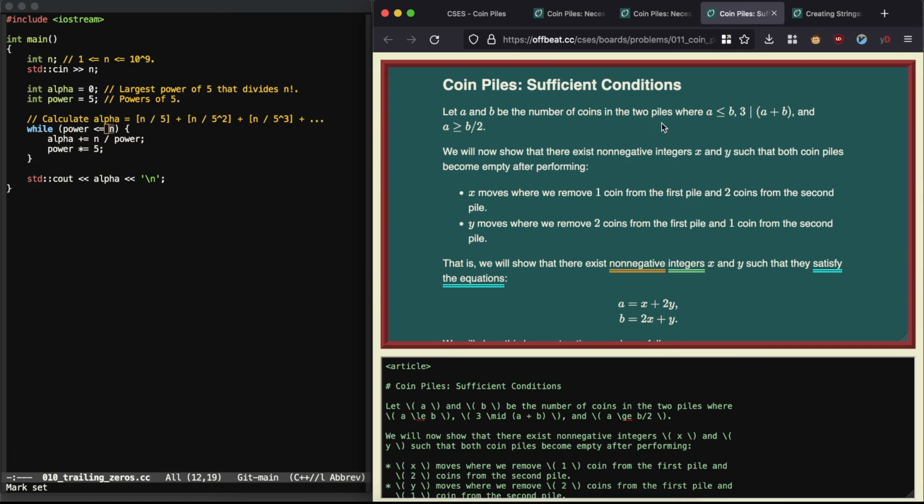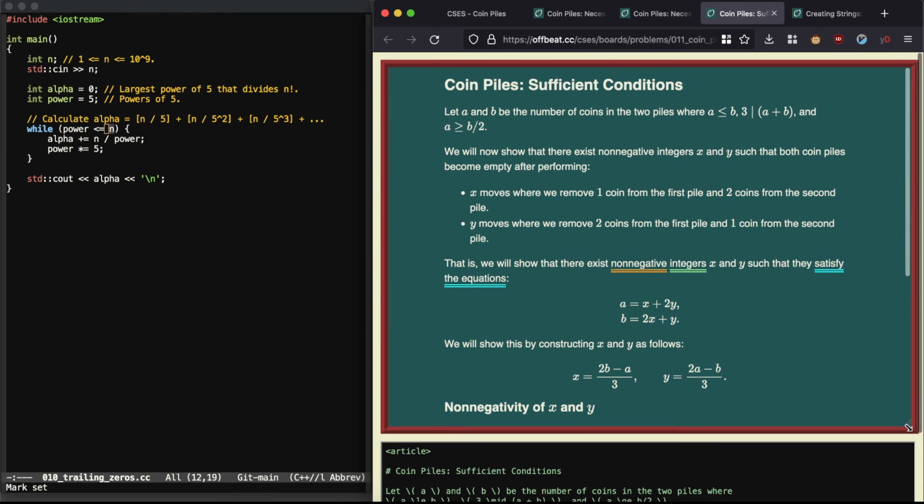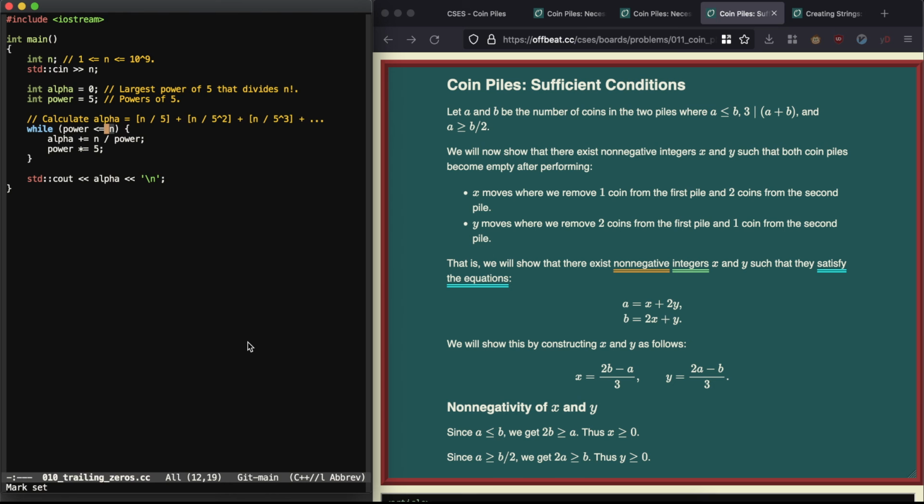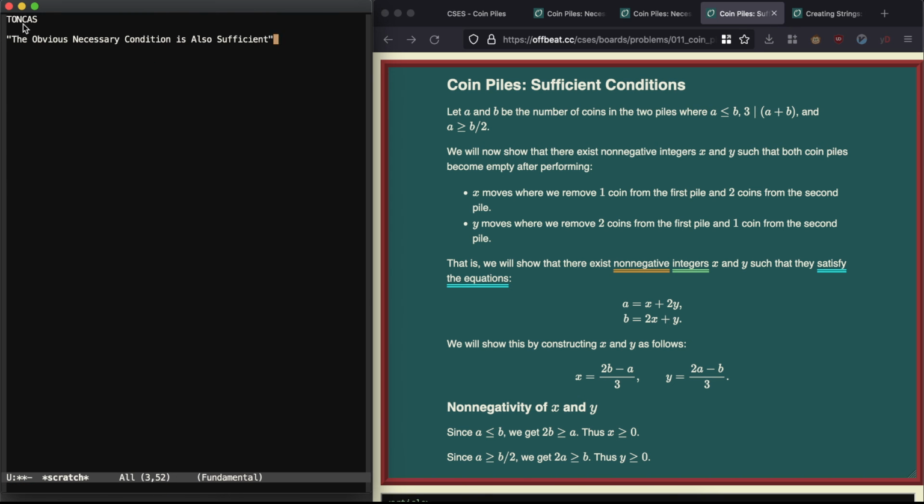I'll consume an extra 5 minutes to discuss that, and that is what I meant by the school abbreviation that I had in the scratch buffer. It is also called TONCAS. So we are seeing an example of TONCAS right now. TONCAS: the obvious necessary condition is also sufficient, and it happens in many mathematical problems, many algorithm problems. We often see that the necessary condition also turns out to be sufficient, but it does require work to show that the necessary condition is also sufficient. There are problems where this will not be true. There are problems where the necessary condition is not sufficient, but in many we do have this.